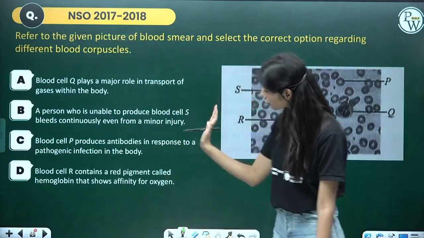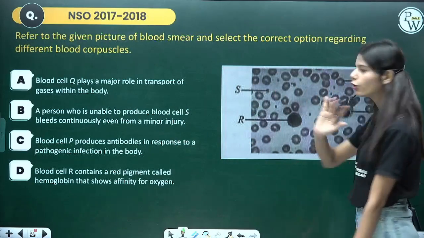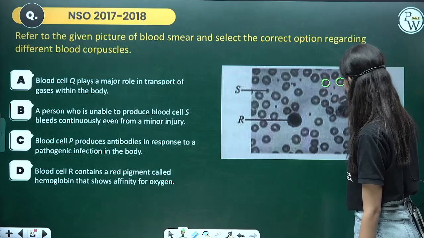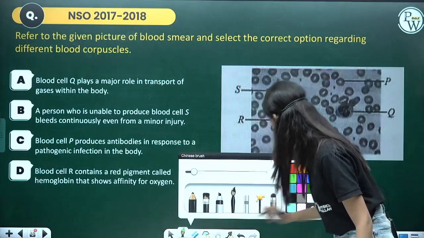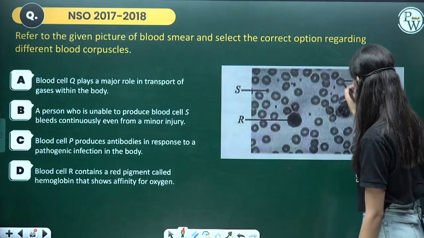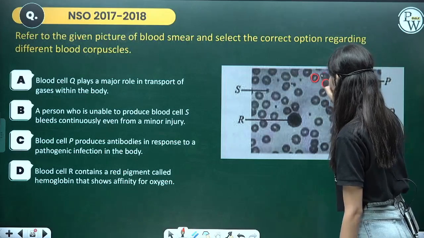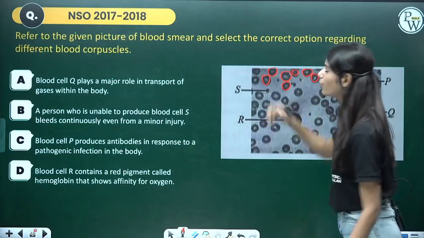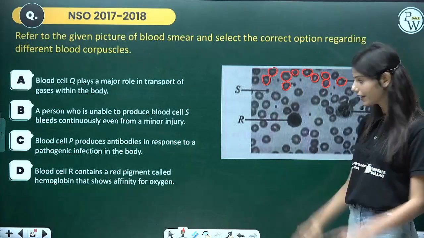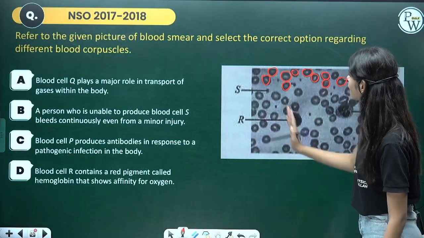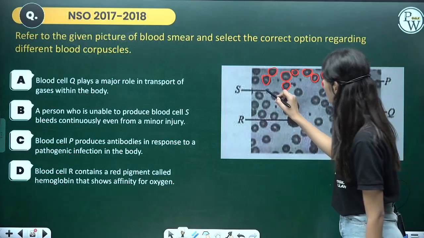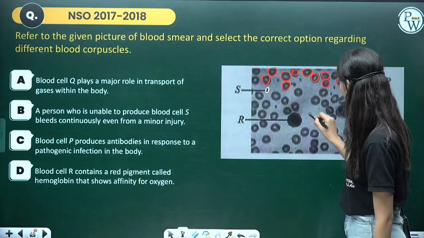Okay, so here we have the picture, we have 4 cells, we have P, which is right here. These types of cells are really common, they are abundant in number. So if you know what kind of blood cell is actually abundant in number, you already know what kind of cell it is. Then we have the S type of cells, they are really small, like some pieces.